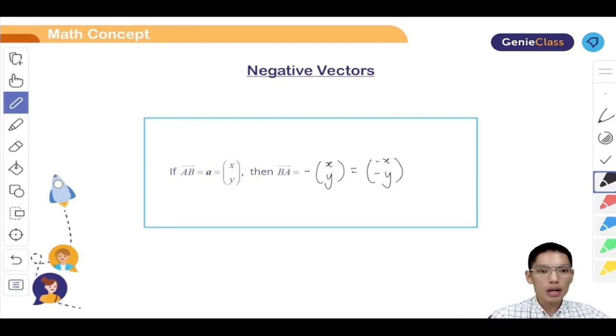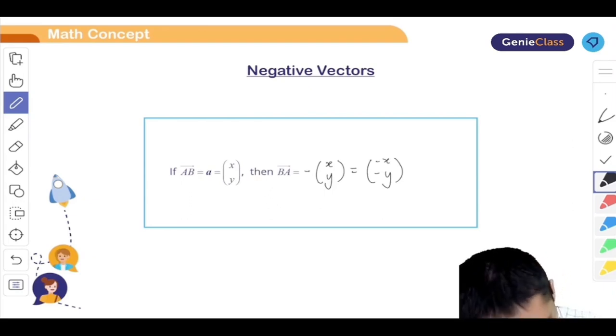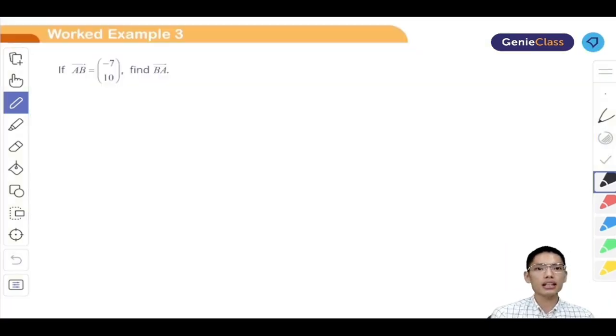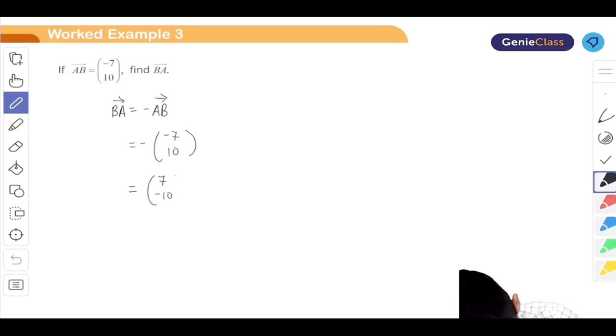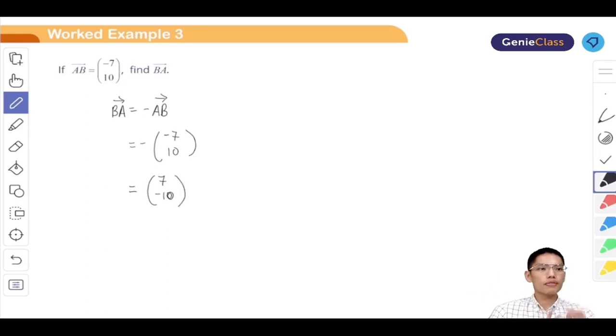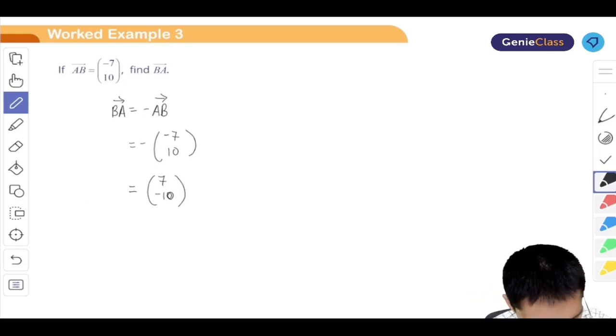Alright, now with a worked example, how does it look algebraically? If AB is negative 7, 10, find BA. So BA we know is just a switch in vertex from AB. So therefore it's going to be 7 and negative 10. Alright, I hope this is straightforward. That's very nice, Ian. Very good, straightforward over here.